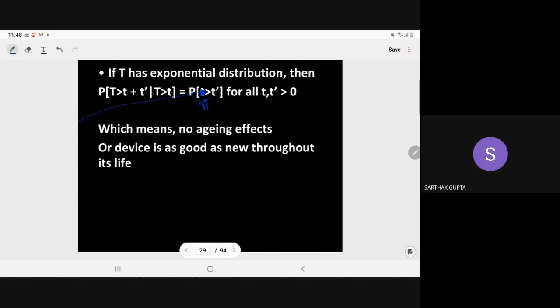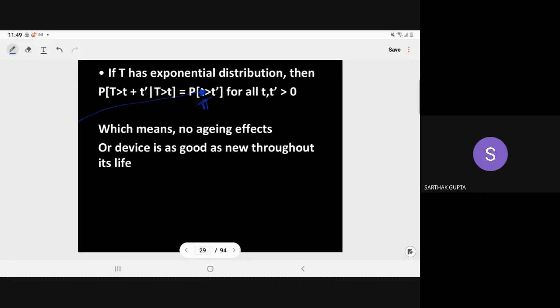Right. Assume this is the capital T. So the probability of T greater than t dash, the right-hand side, is independent of the small t, which means no aging effect on the device. The device is as good as new.